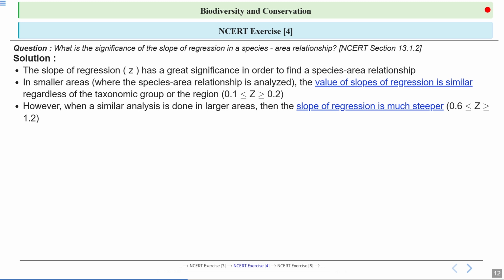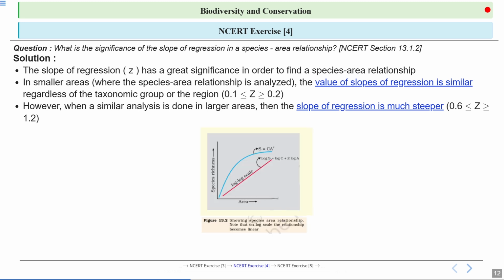So we can say when a similar analysis is done in larger areas, then the slope of regression is much steeper, which is between 0.6 to 1.2. And the value of Z for the smaller areas, when you are analyzing smaller areas, is around 0.12, or between 0.1 to 0.2. So in smaller areas, the value of slope of regression is similar regardless of the taxonomic group or the region, and when you analyze a larger area, then the slope of regression is much steeper.